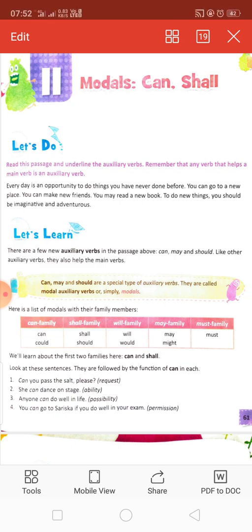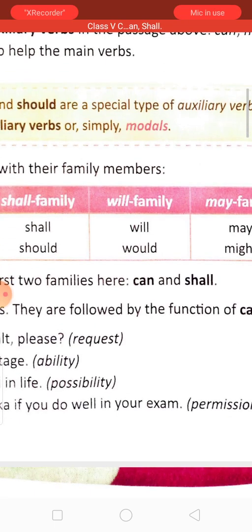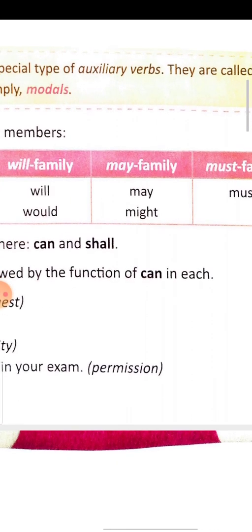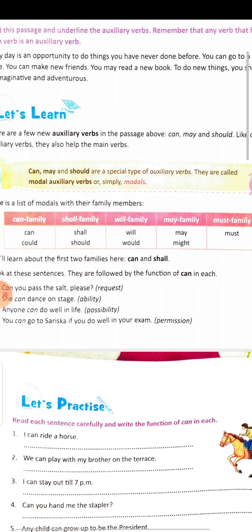Understood? For example, there are five families. Can family: there is can and could. Can is used in the present form, could is used for past form. Shall family has two members, shall and should. Shall is for present and should is for past. Will family: will and would. Will is the present, would is the past. May is the present and might is the past. And must is only must. No past form and present form. In both the forms, must is used.